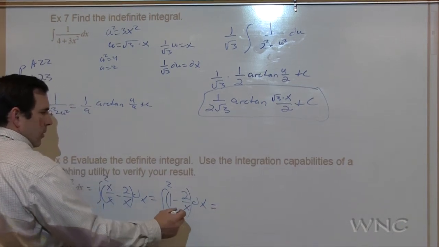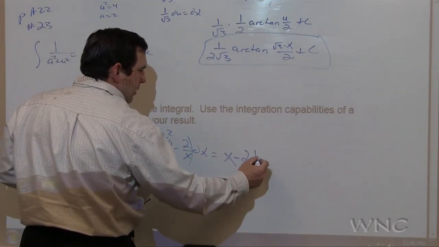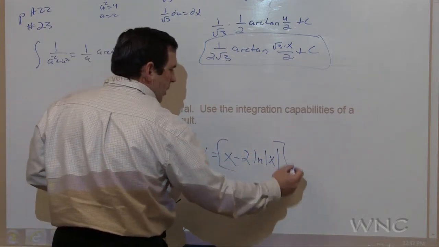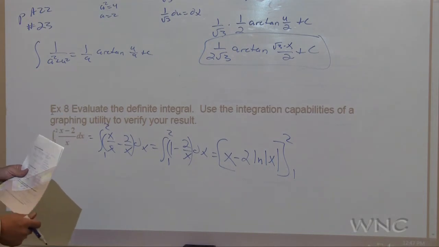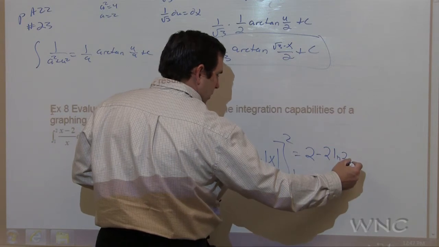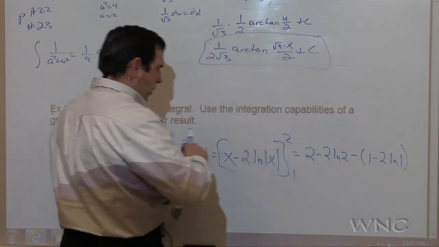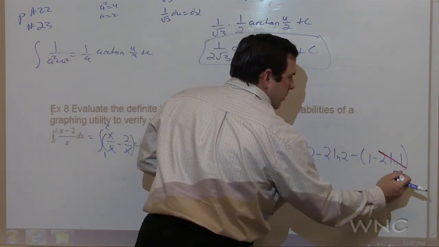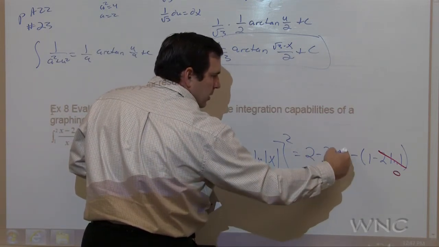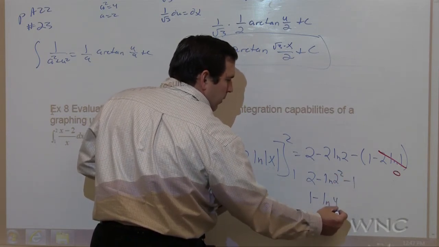If you integrate that, you're going to have x minus 2 natural log of the absolute value of x from 1 to 2. That's going to be 2 minus 2 natural log of 2, minus 1 minus 2 natural log of 1. Well, we all know natural log of 1 is 0. So you end up with 2 minus, you can bring this 2 as a power, natural log of 2 squared, minus 1, or 1 minus natural log of 4.